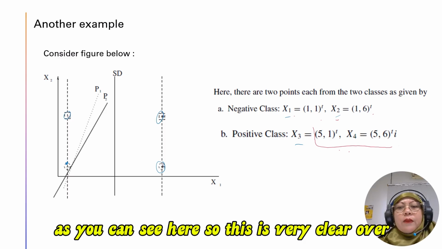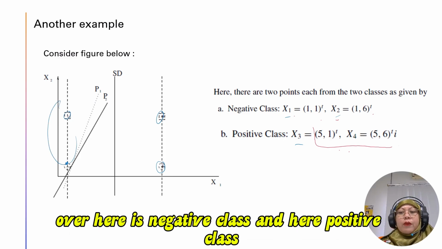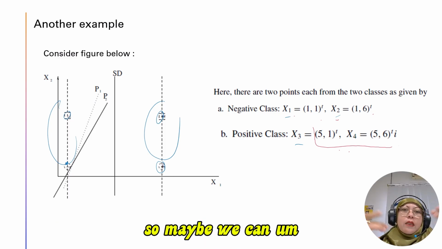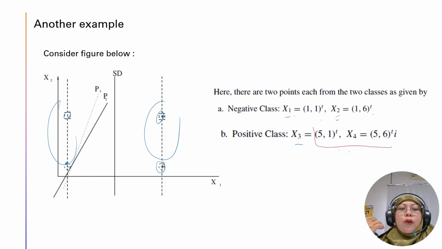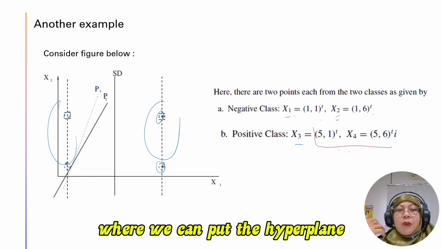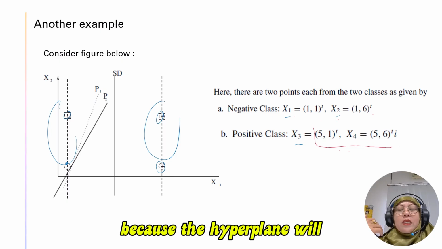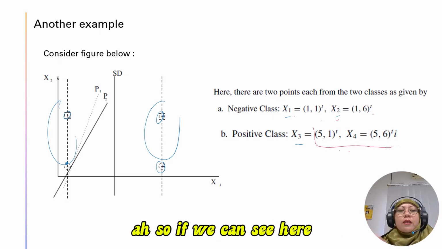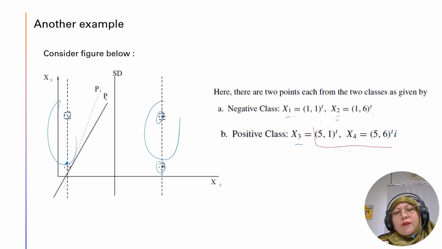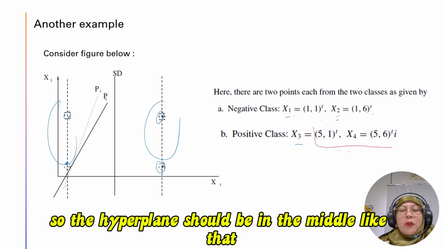As you can see here, this is very clear. Over here is the negative class, and here the positive class. So maybe we can guess where we can put the hyperplane, because the hyperplane will divide into negative and positive class, right? If we look here, it's very clear, right? So the hyperplane should be in the middle like that.